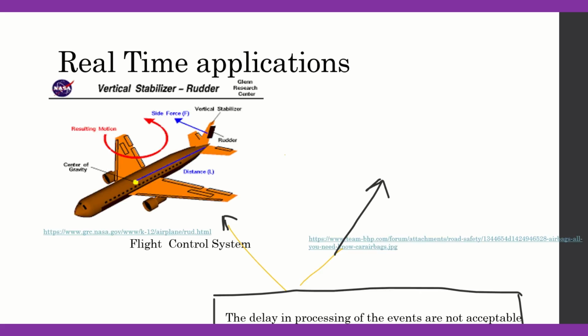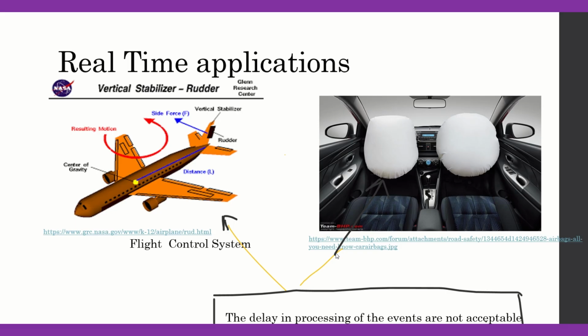These are some examples of real-time systems: the flight control system or airbag deployment. In these types of systems, the task must be performed in real time. It means the task must be executed within some pre-specified time limit. So for example, in a case of accident, the airbag must be deployed within some specified time constraint. A small delay is not acceptable in these kinds of systems.